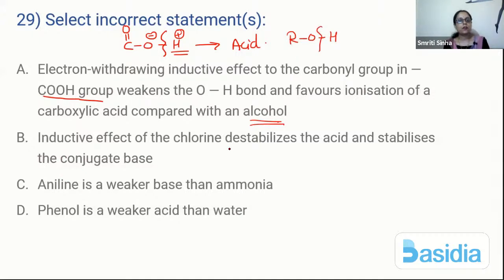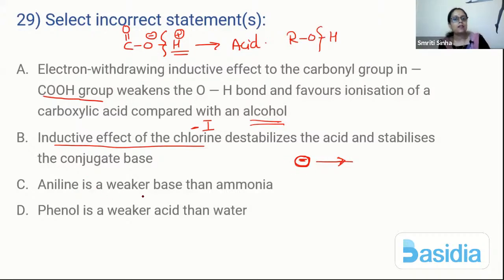Next, inductive effect of chlorine destabilizes the acid and stabilizes the conjugate base. This is correct. The chlorine is showing minus I effect, as I have told. If you talk about the acid, in the acid, the positive side will be destabilized by the chlorine, but yes, the conjugate base can be stabilized by chlorine because the conjugate base will have a negative charge, and this negative charge can only be stabilized by the electron pulling effect because it has more electrons, so that can be pulled further and stabilized.